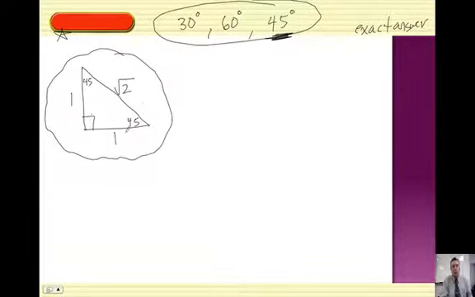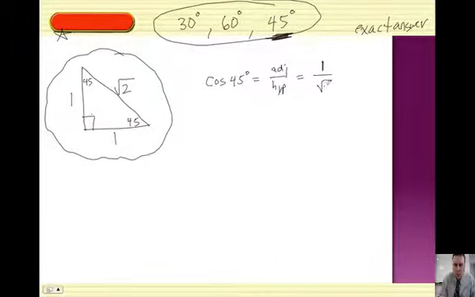Why do you need to know this? Because what if I ask you this? What is the cosine of 45 degrees? All you would have to know is your triangle and say, okay, well, here's 45. Cosine is adjacent over hypotenuse. What is adjacent to 45? 1. So I put a 1. What is hypotenuse of 45? And that is root 2.